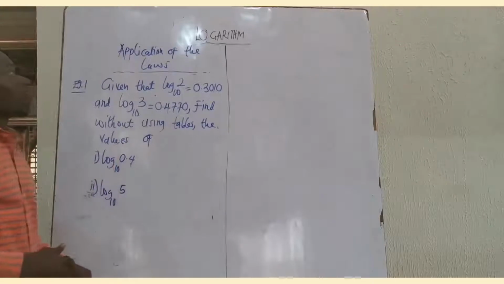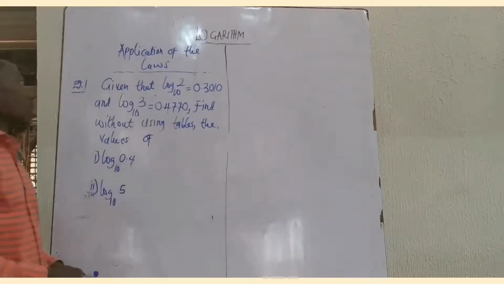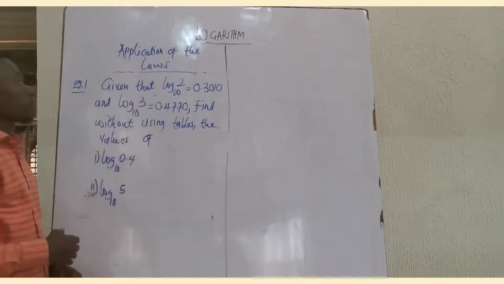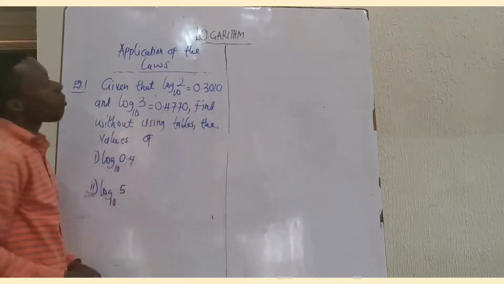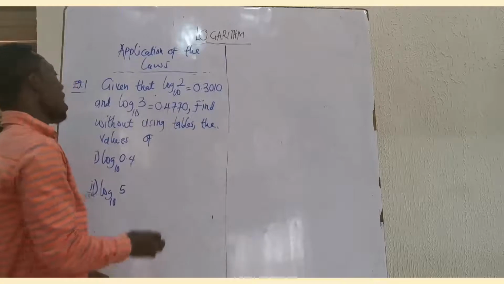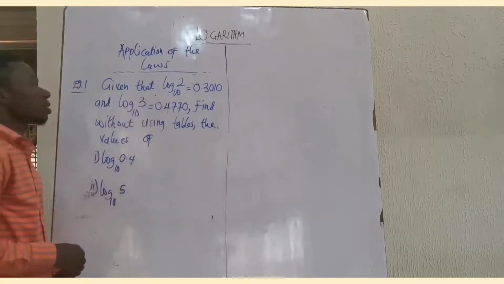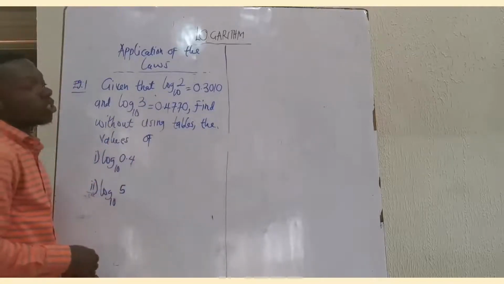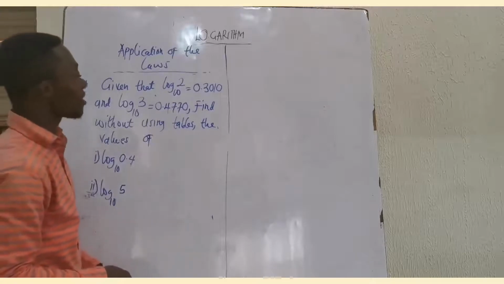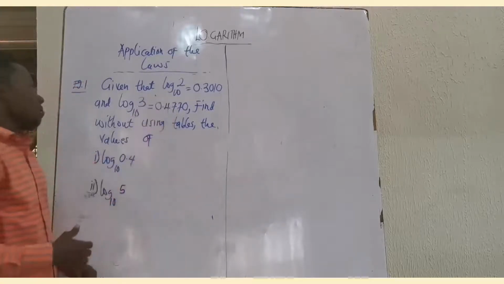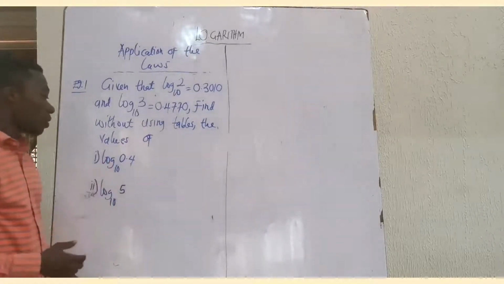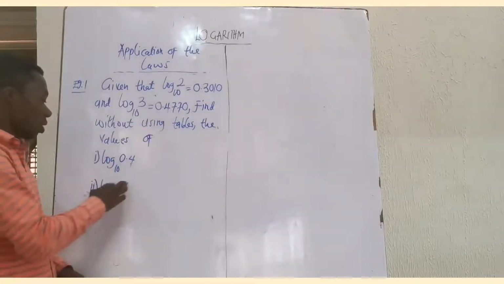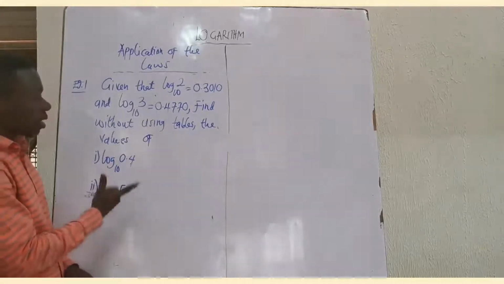So we are going to look at the applications of the laws that we just discussed. So this is example 1. Given that log 2 to the base of 10 is equal to 0.3010 and log 3 to the base of 10 is equal to 0.4770, we are asked to find, without using tables, the values of log 0.4 to the base of 10 and log 5 to the base of 10. So how do you deal with this?